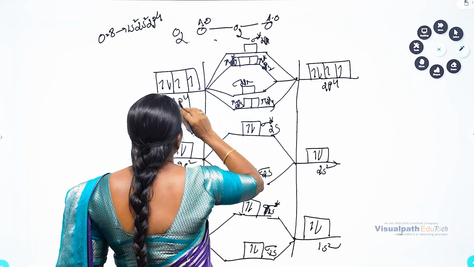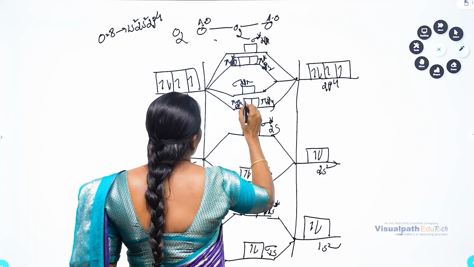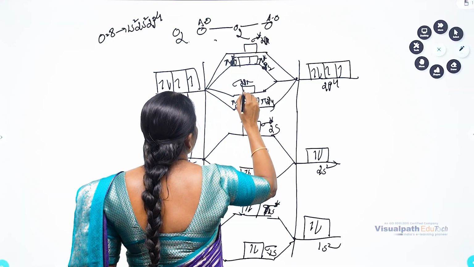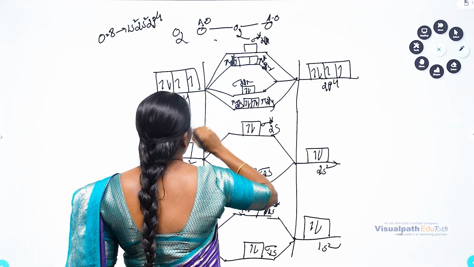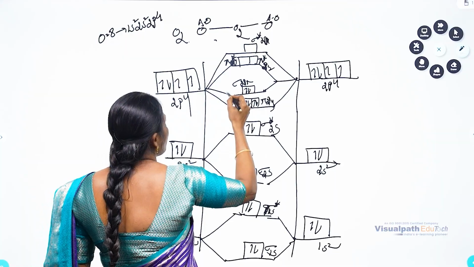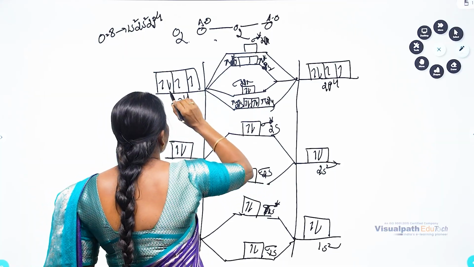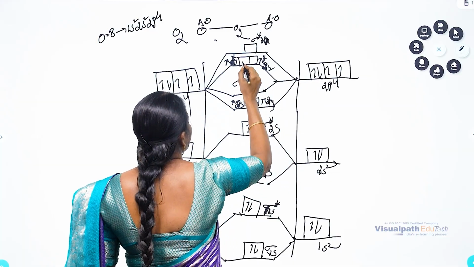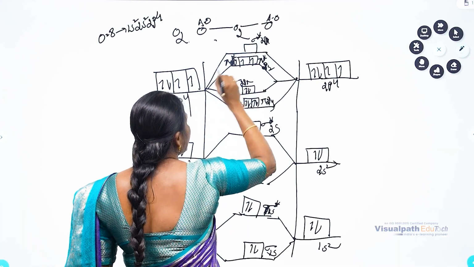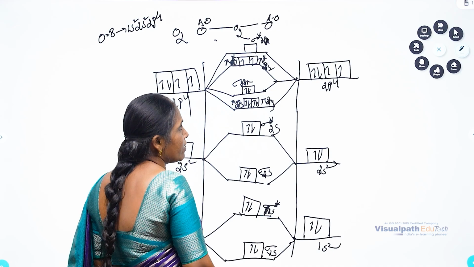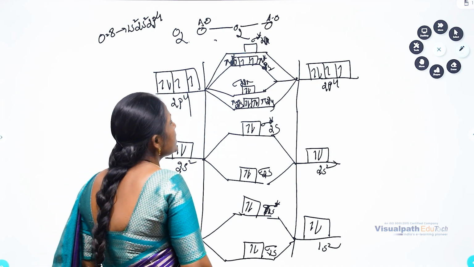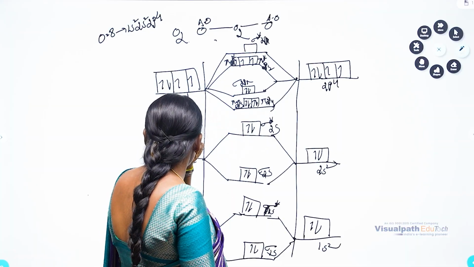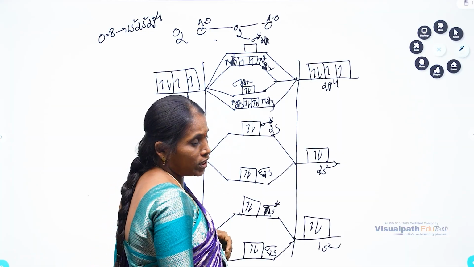Okay. So first here it enters into the pi 2py. After completing the fill, next it enters into the sigma 2px. So here only 6 electrons are there. But here remaining 2 electrons are there, from here 1 and from here 1. So these enter into the anti-bonding. Okay, second energy level anti-bonding of the pi star 2py and pi star 2pz. Okay, it is the MOT diagram of the O2 molecule.